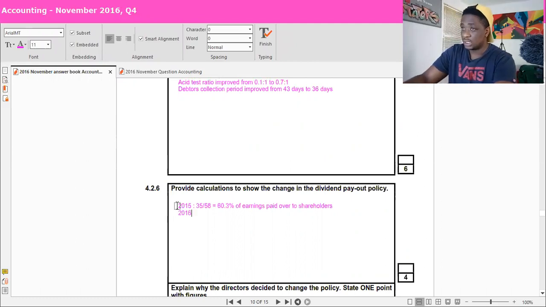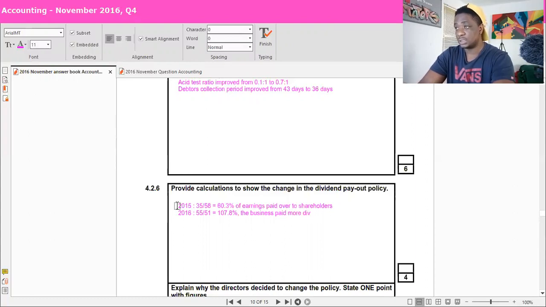And then 2016, we have 55 dividends per share, and then we have earnings per share of 51 cents, and that gives us 107.8%. The business paid more dividends than the profit generated. So they paid more dividends than the profit generated.